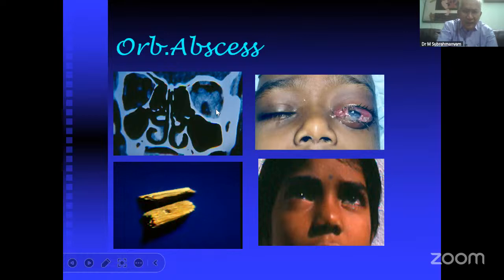It's a case of orbital abscess. So you can see the abscess, the enlarged inferior rectus with irregular borders, and this is the tumor. This is how the patient was looking. The foreign bodies were removed and she has recovered her health.